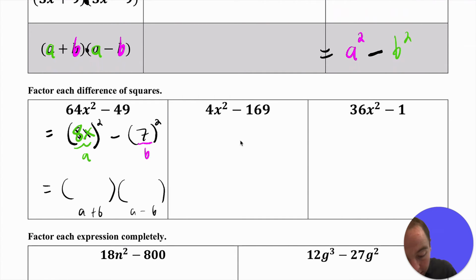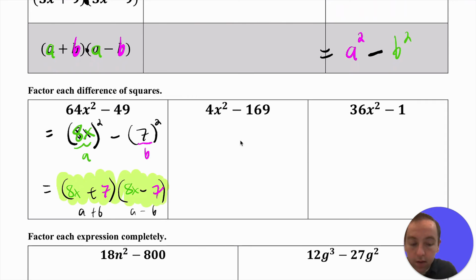If we substitute in what A actually is, it's just 8x, and B is just 7, with one a plus and one a minus. This is the correct factored form, because if you FOIL that out, you get 64x squared. The middle terms cancel out because you have plus 56x and minus 56x, and then the 7 times negative 7 creates the subtraction of the 49 at the tail end.